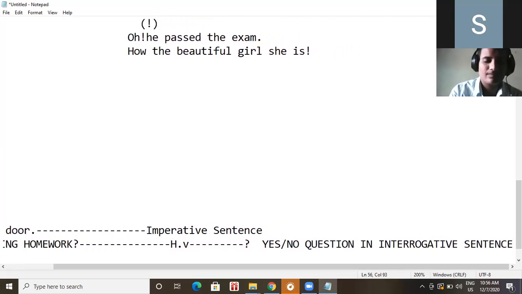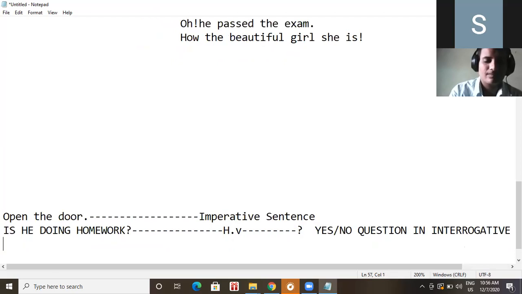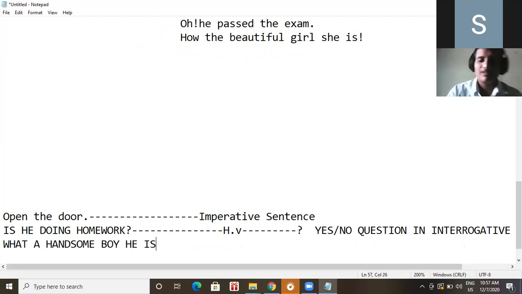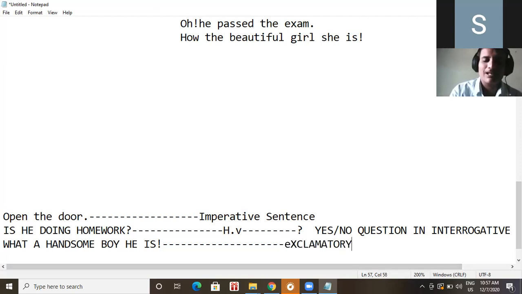Okay. And I will do another example. What a handsome boy he is! What a handsome boy he is! Tell me, what is this example? This is the example for the exclamatory sentence. Here the exclamation mark is there. So it is an example for exclamatory sentence. Next one.